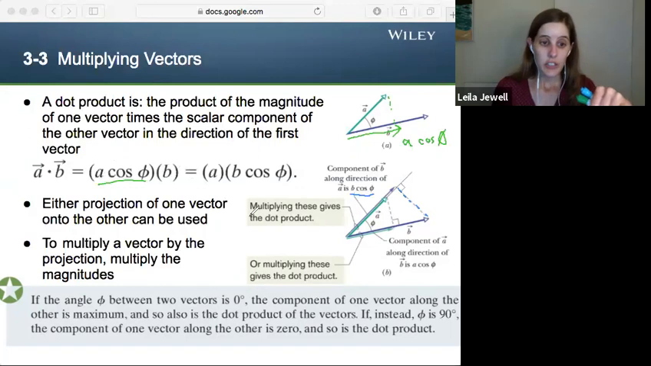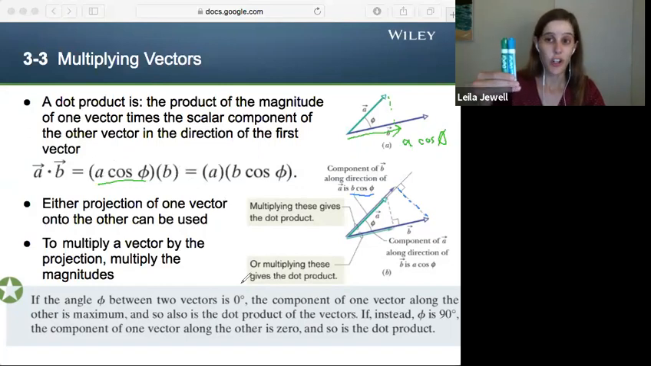Note here, if the angle between the two vectors is 0 degrees, then the component of one vector along the other is a maximum. And so also is the dot product. You get the largest amount if they're pointed in exactly the same direction. If instead the angle is 90 degrees, the component of one vector along the other is 0. They're pointing in completely different directions. So the dot product is 0 as well.